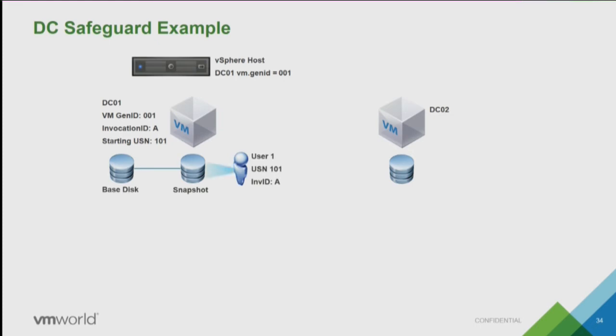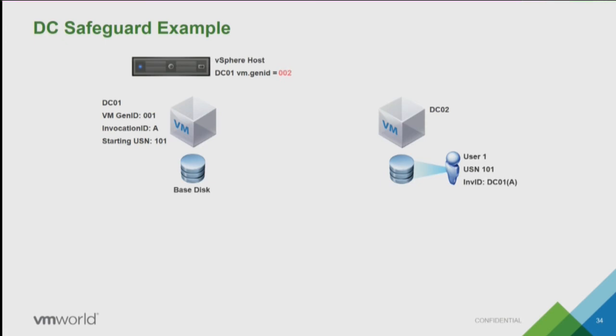Then I'm going to create user 1. So DC01 is going to replicate that to DC02. DC02 is going to say, I accept that, that's fine. Now I'm going to revert the snapshot back. So now I'm back to the state where it didn't realize it did that transaction. It recognized that I reverted the snapshot, so it changed the generation ID. It's going to kick off the driver inside the guest to update the local copy of the generation ID on that domain controller. So it's going to change the generation ID, and it's going to change the invocation ID.